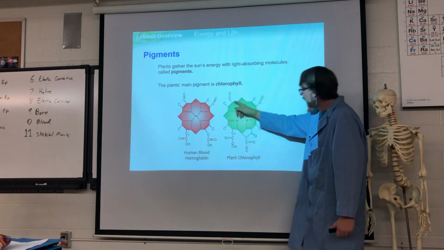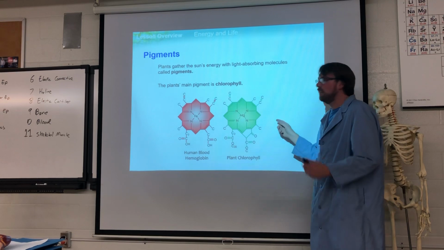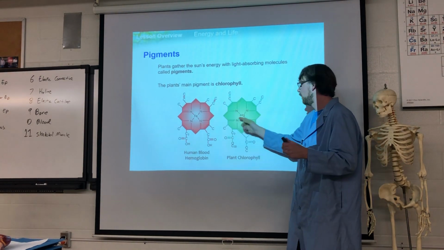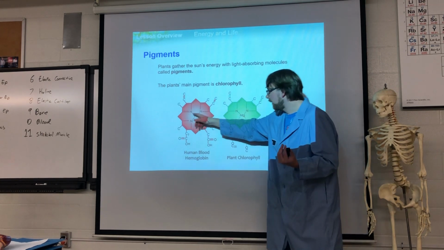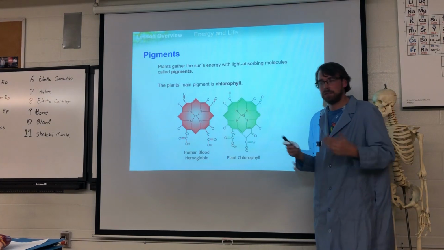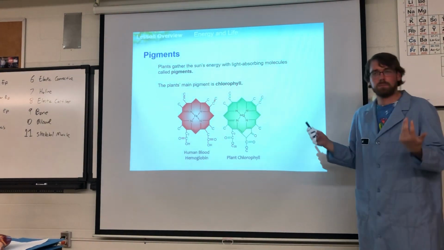So this here is a chlorophyll molecule. It happens to be very, very similar to a hemoglobin molecule. The main difference is the iron in a hemoglobin is replaced with a manganese. So life finds a way.